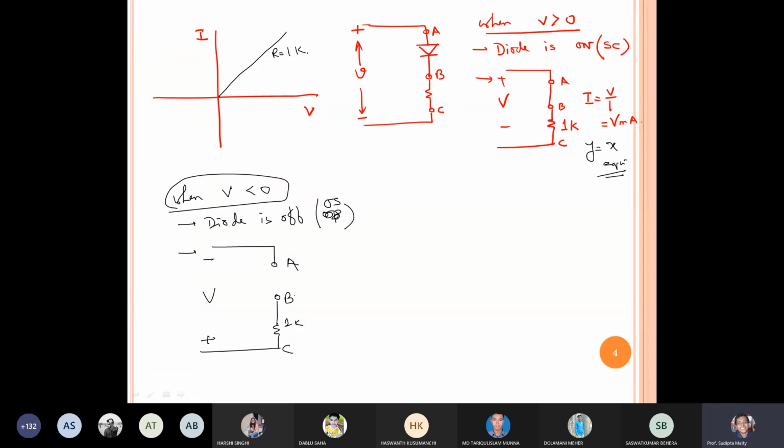In this case, what is the amplitude of current? I equal to zero. Why zero? Because it is an open circuit, so there will be no current here. So I will be 0.